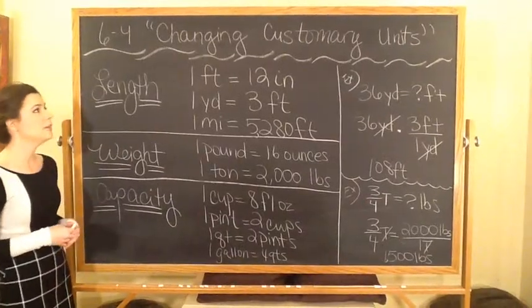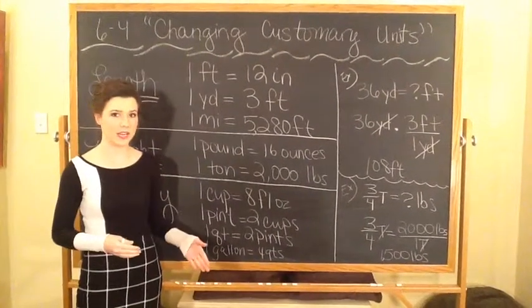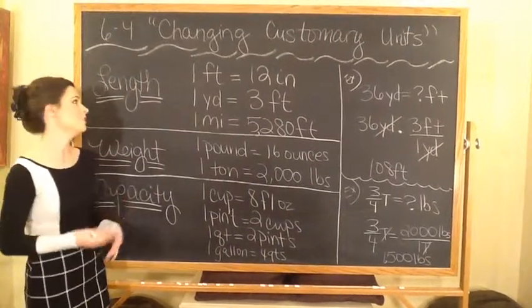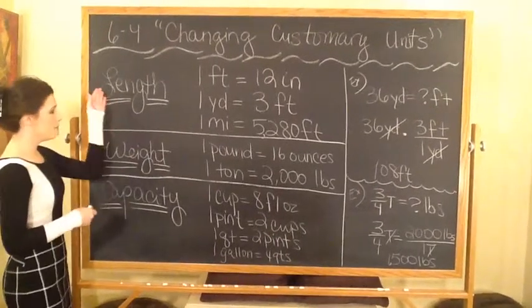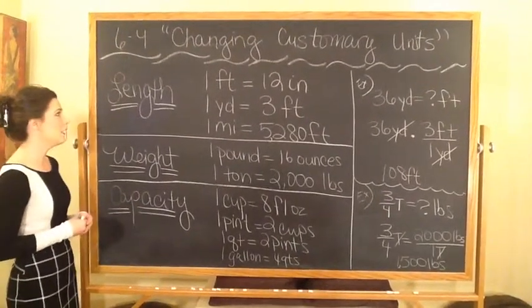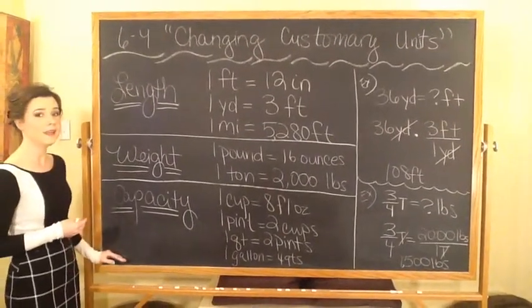Today we're going to be talking about changing customary units. So basically we're talking about units of measurement, and we're going from different measurements, from bigger measurements to smaller measurements and vice versa. So you would need to go ahead and copy these down, the different units for length, weight, and capacity.